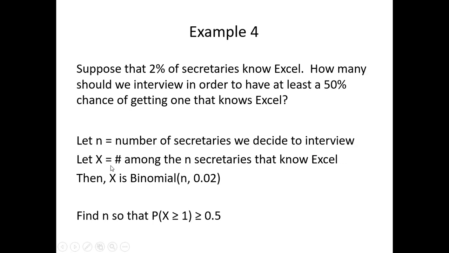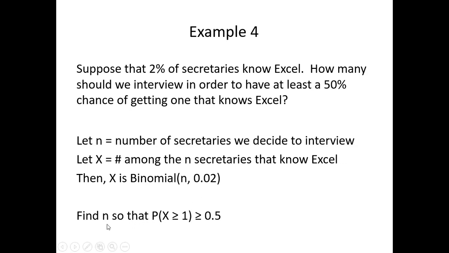Let X be the number among the n secretaries that know Excel. Then X would be binomial. N is the number of secretaries we decide to interview. That's our unknown. In fact, that's what we're looking for. And p is 0.02 because we know 2% of the secretaries know Excel.